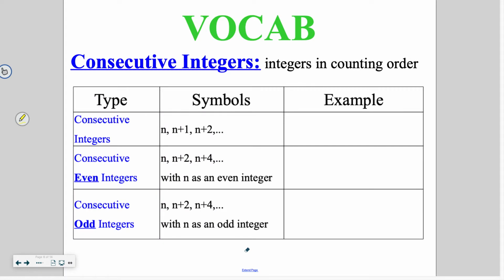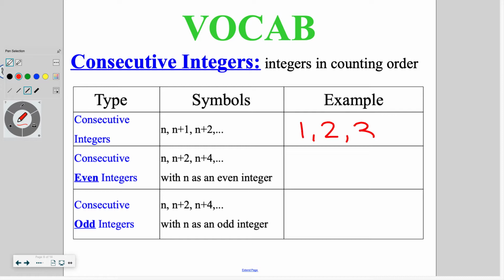One of the cases that we are going to look at specifically is called consecutive integers. This is one form of problem where you're going to have to write your own expression. Consecutive integers are talking about a specific group of numbers in counting order. So for example, 1, 2, 3. So this first consecutive integer example would be 1, 2, 3. If we say n is 1, 1 plus 1 gives us 2, and 1 plus 2 gives us 3.